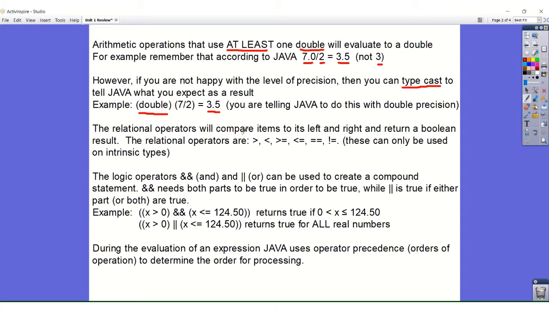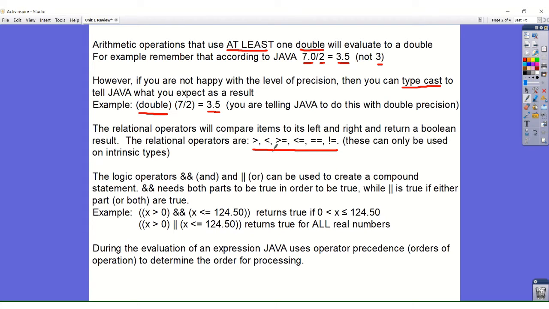The relational operators that we have are greater than, less than, greater than or equal to, less than or equal to, equal to, or not equal to. And these can only be used with intrinsic types.